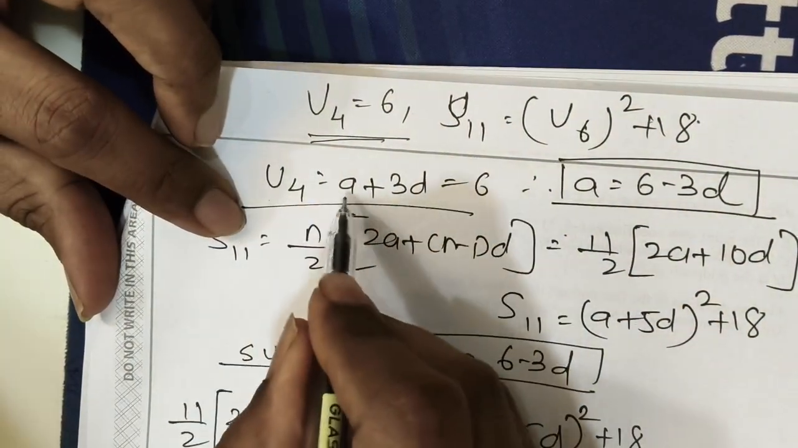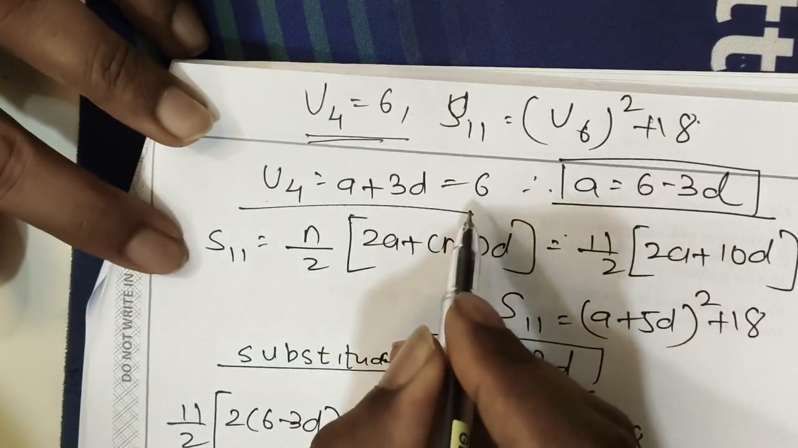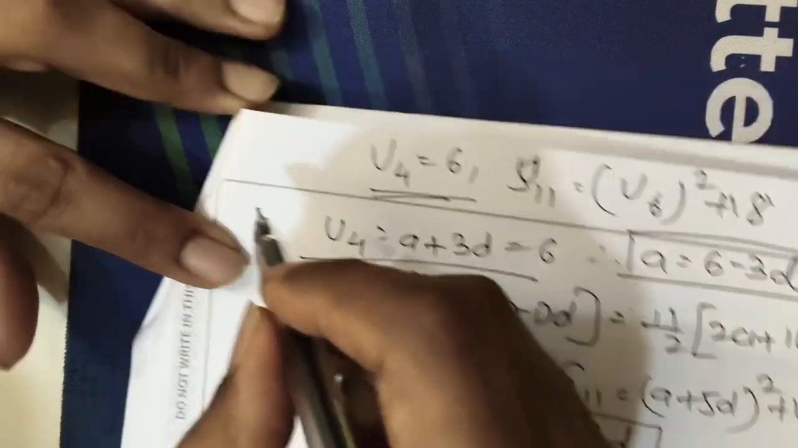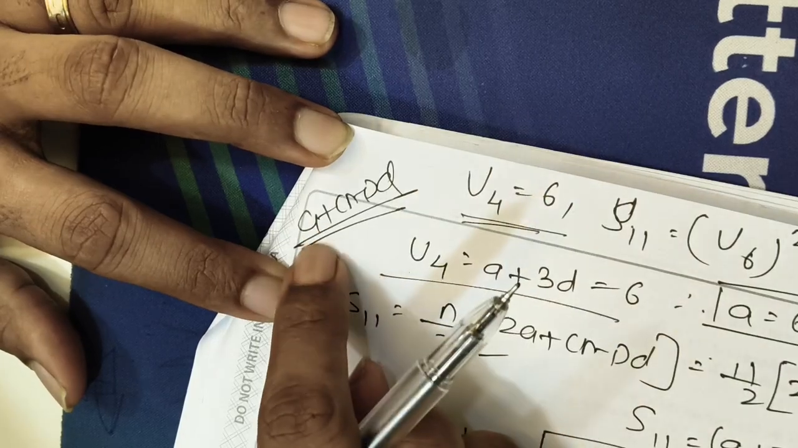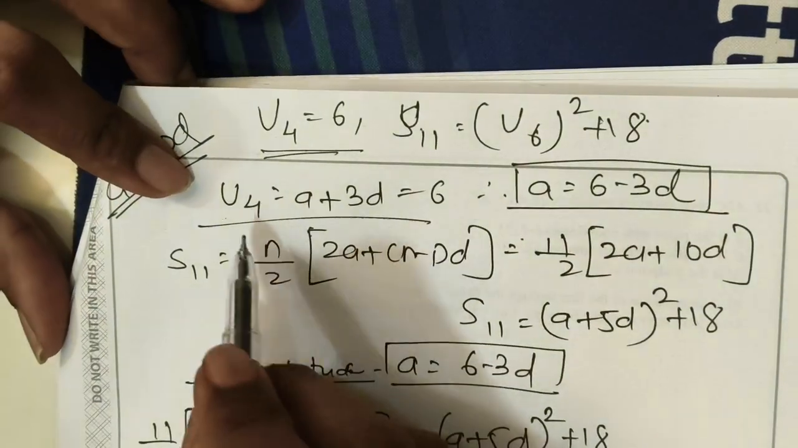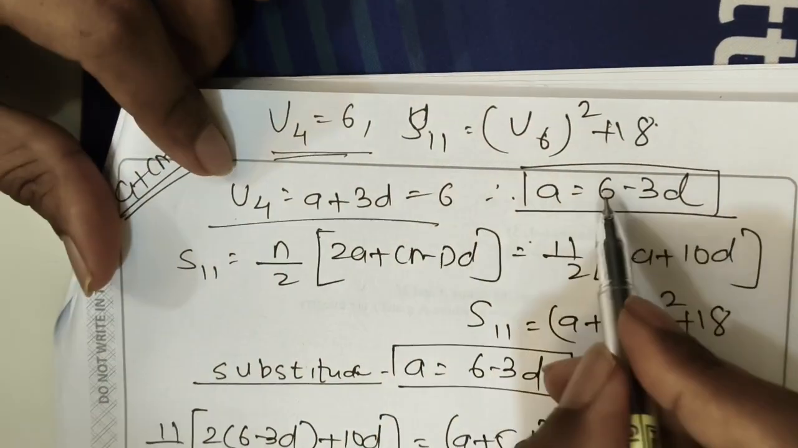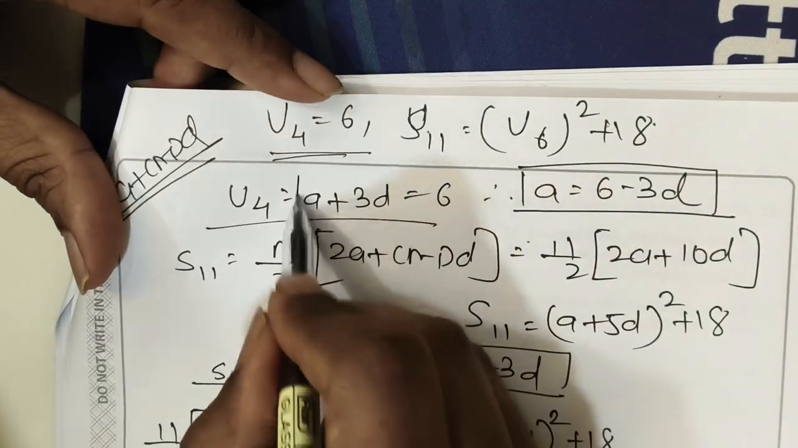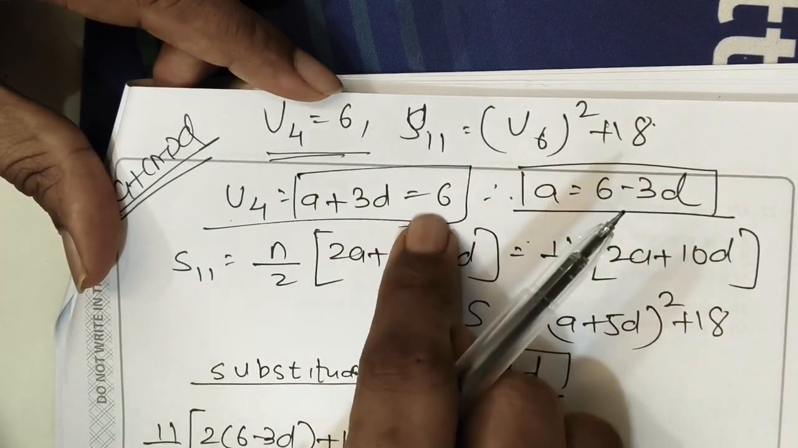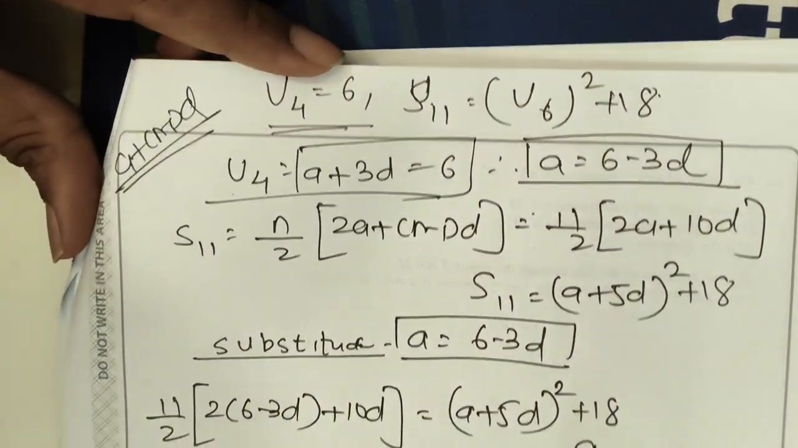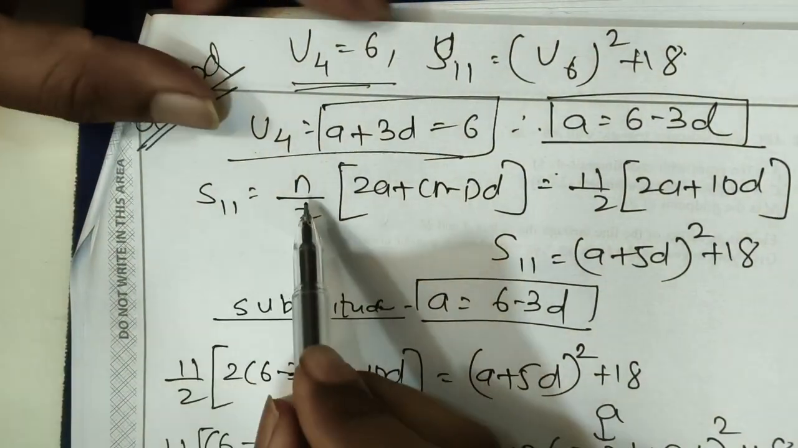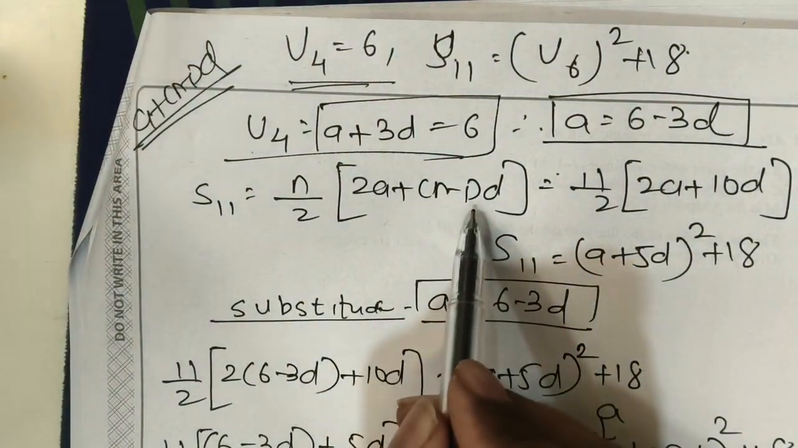The fourth term can be written as a plus 3d, which is equal to 6. So why? Because the nth term is written as a plus n minus 1 times d. This is the nth term formula for arithmetic progression. So u4 is a plus 3d, and because a plus 3d is 6, my a is going to be 6 minus 3d. Correct?